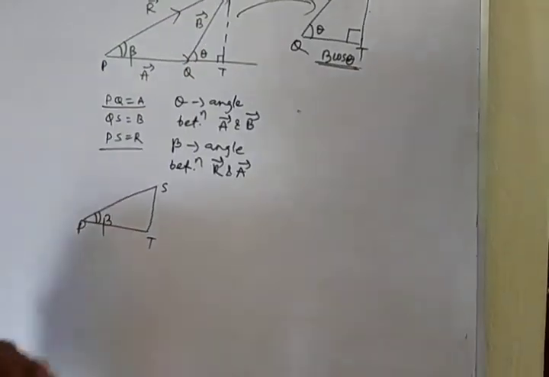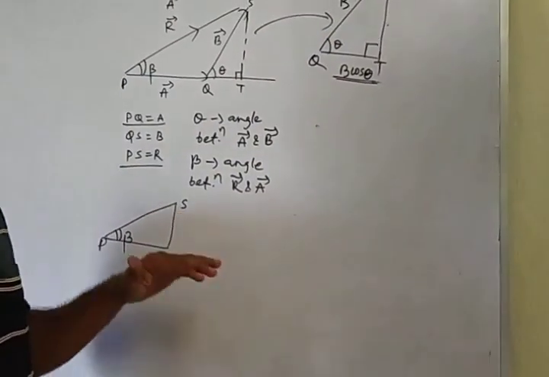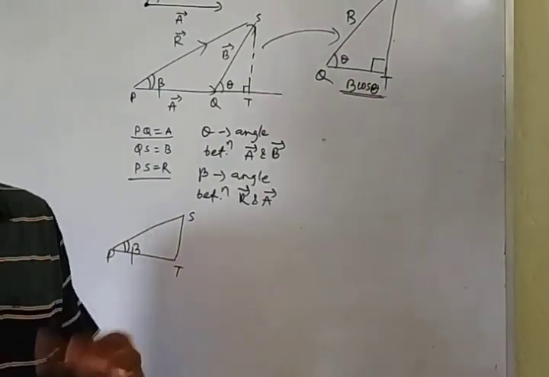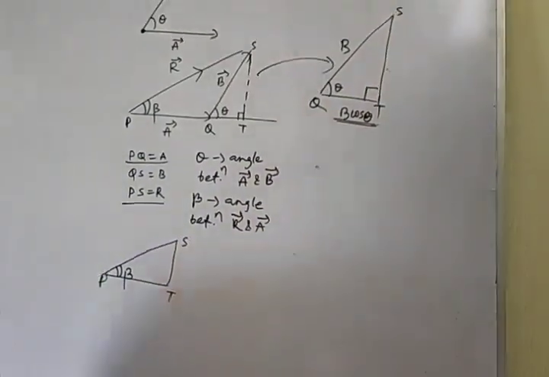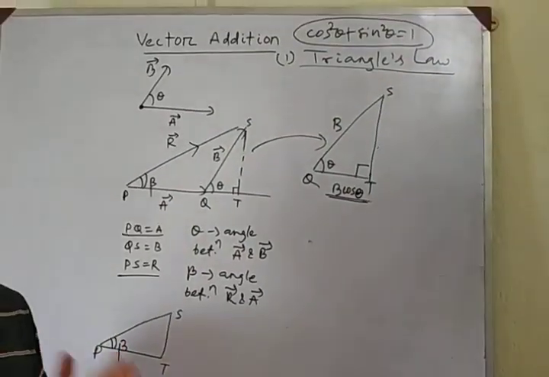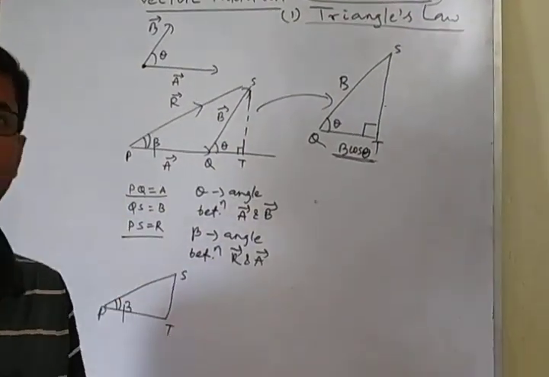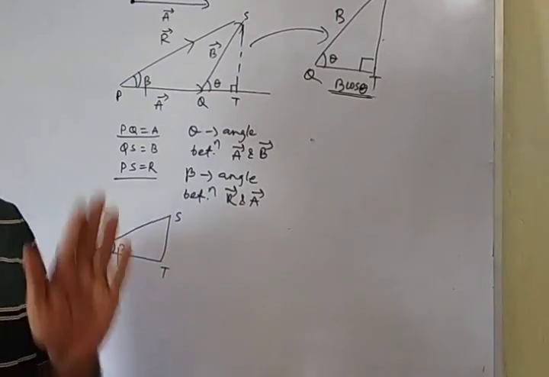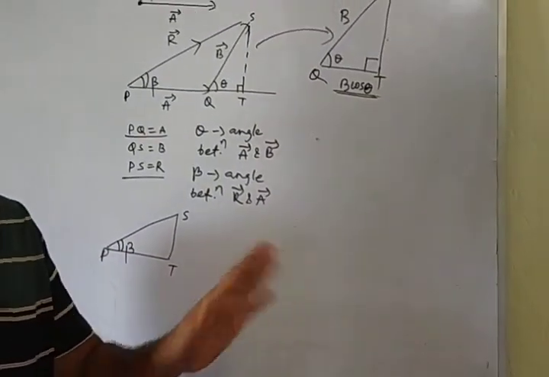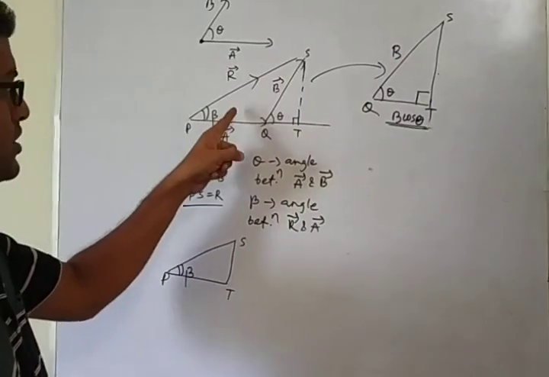Already I have found out how to add two vectors using a formula, that is R squared equals A squared plus B squared plus 2AB cos theta. Now, since the resultant of two vectors is a vector quantity, we have to assign magnitude as well as direction. Already we have found the magnitude. Now let us consider the direction.